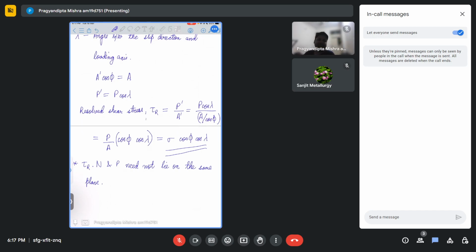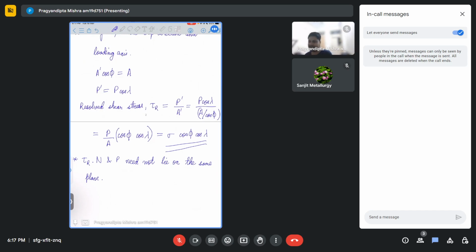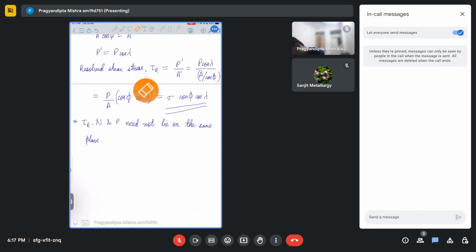What that means is essentially we need not have phi and lambda adding up to 90 degrees. This is a more mathematical way of saying tau R dot N, because tau R is acting along the slip direction, N is perpendicular to the slip plane. So if tau R dot N is in the same direction as P, then we will say that they are lying on the same plane. But it need not happen. So this would mean that phi plus lambda need not be 90 degrees.